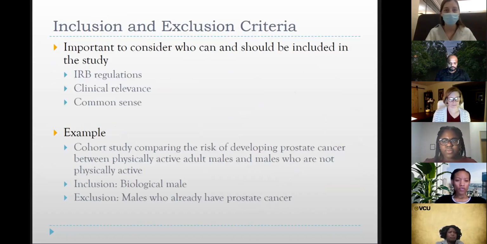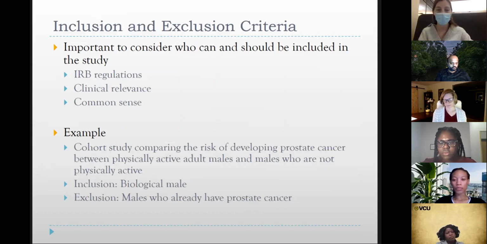And so I just wanted to talk really briefly about some inclusion and exclusion criteria when you're thinking about your population. And this is important to consider for who can and can't be included in the study. And it also goes back to those IRB regulations that I mentioned. And so you want to make sure, if you're looking at a population that's considered a vulnerable population, that, for instance, pregnant women or children are considered vulnerable populations. So you want to make sure that you have enough time to complete all the IRB requirements for a study that includes those populations, as well as clinical relevance.